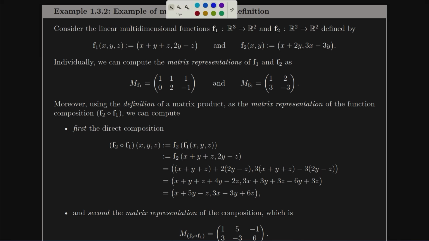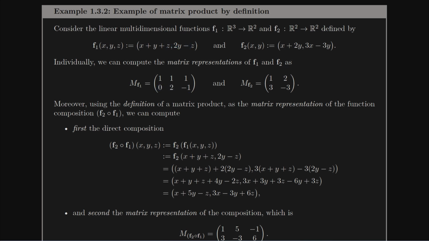We've got two functions here, f1 and f2, and let's go ahead and construct the matrix representations of these functions. Notice the output of f1 here has the coefficients 1, 1, 1 against x, y, and z in the first output, and so we've got 1, 1, 1 there for the first row of its matrix representation. The second output is really 0x plus 2y minus 1z, and so the coefficients here are 0, 2, and negative 1, which enter into the second row of the matrix representation of f1.